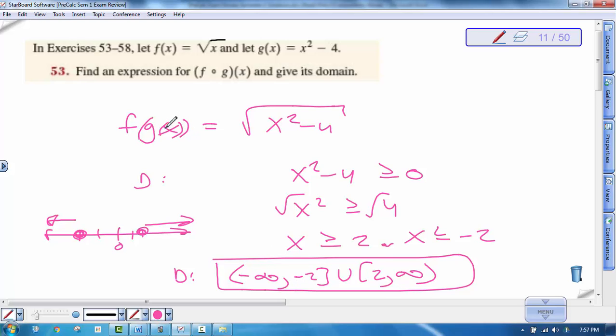Now, we do want to look at restrictions from the original function g, because we need to take the most restricted domain. And in this case, there are no restrictions from g, because that's a quadratic that is defined for all real numbers for its domain. So my answer is right here.